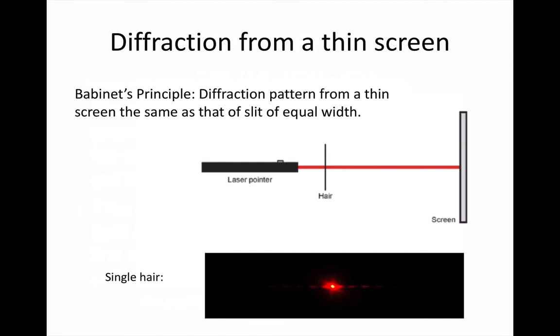And in fact, you can also get a diffraction pattern from a thin object. According to Babinet's principle, the diffraction pattern from a thin screen, so one tiny part of the light blocked, is the same as what you would get from a slit of the same width. The diffraction pattern at the bottom, you can see, is made from a single hair placed in the path of a laser pointer.